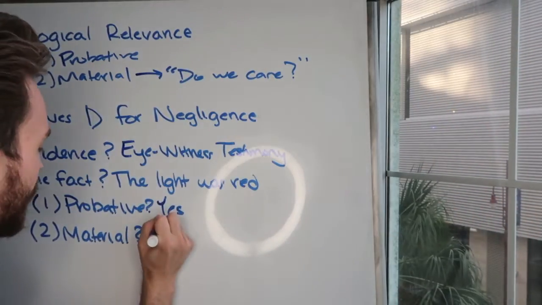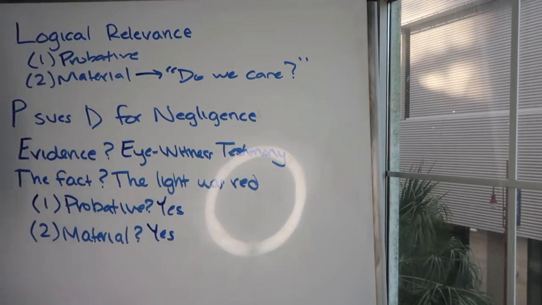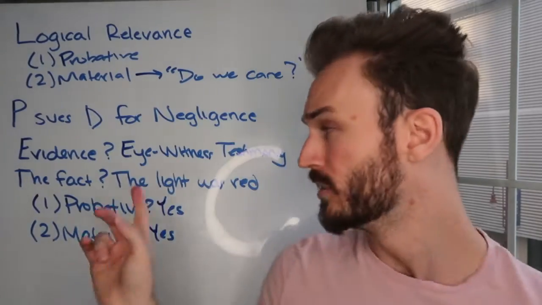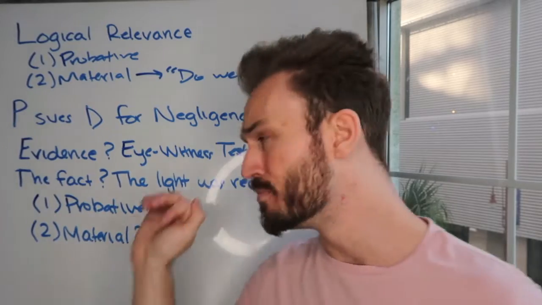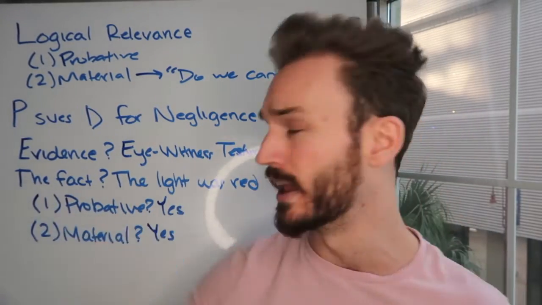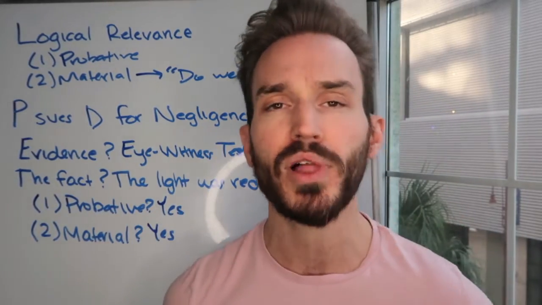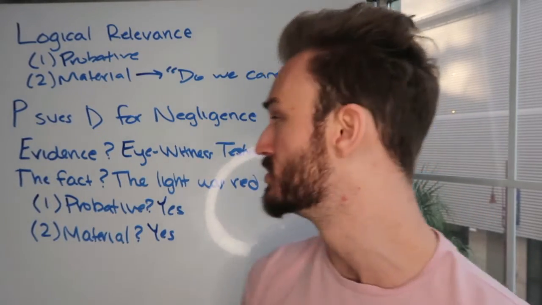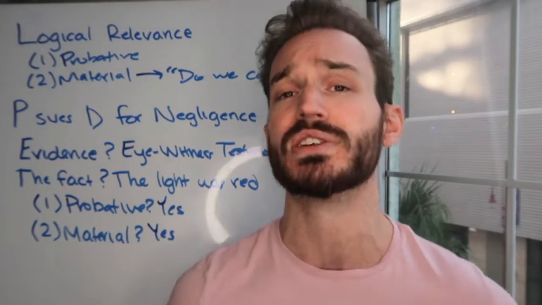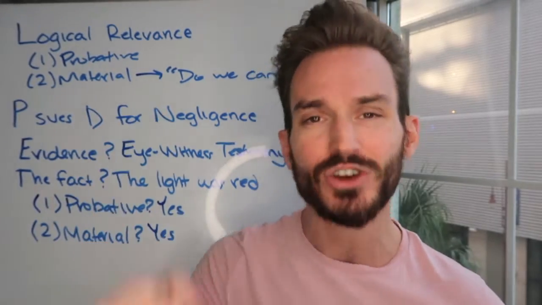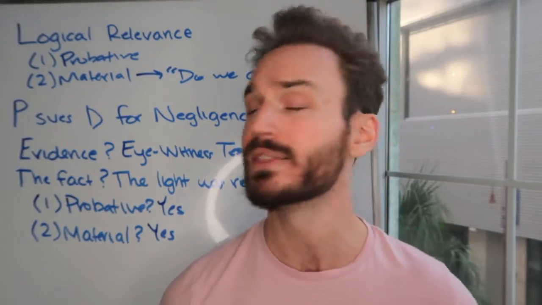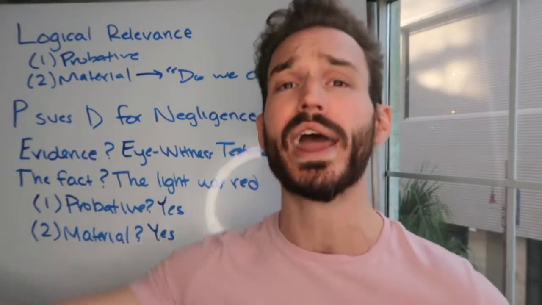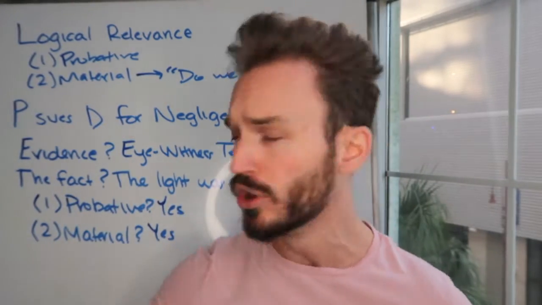Yes, obviously, this is the heart of the plaintiff's case. If the light was green and the plaintiff runs through a green light and there's an accident, how is the plaintiff negligent? This is directly of consequence in determining the outcome of a negligence action. The plaintiff's entire case is centered on the fact that the defendant was negligent because he ran a red light. That was his breach of the duty, right?